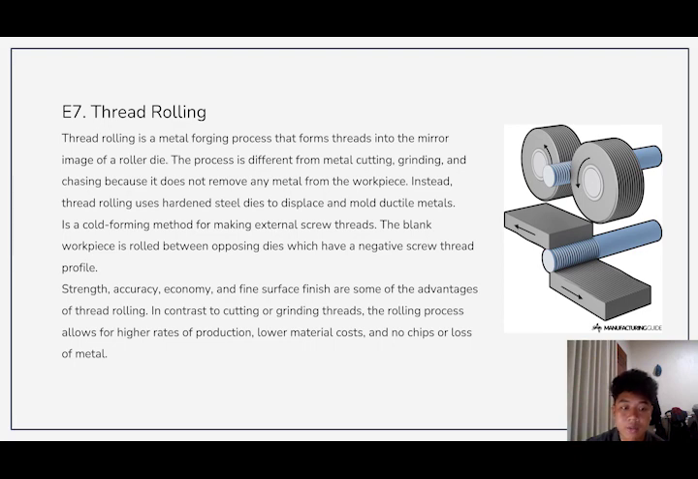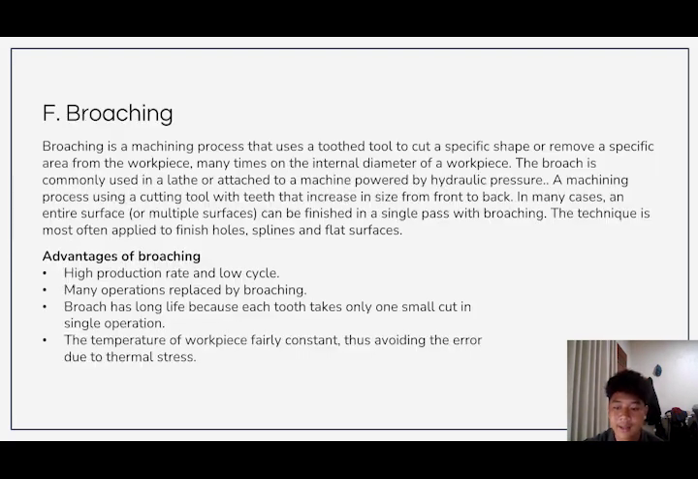The blank workpiece is rolled between opposing dies which have a negative screw thread profile. Strength, accuracy, economy, and fine surface finish are some of the advantages of thread rolling. In contrast to cutting or grinding threads, the rolling process allows for a higher rate of production, lower material cost, and no chips or loss of metal.